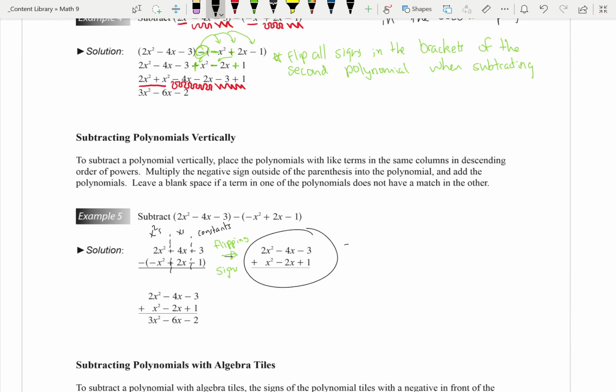This part here is the same as addition at this point. So we follow the same route. I have negative 3 plus 1 gives me negative 2. Minus 4x minus 2x gives me negative 6x. And then 2x squared plus x squared gives me 3x squared.